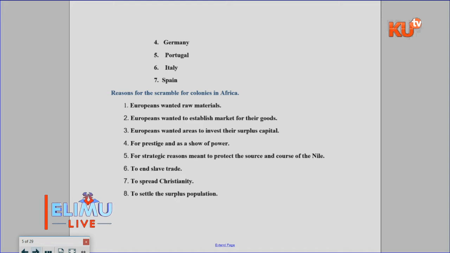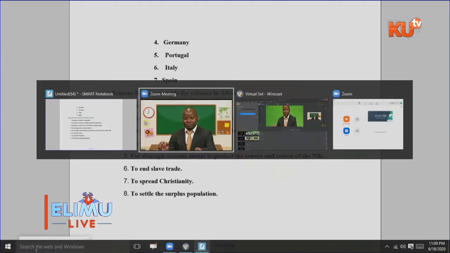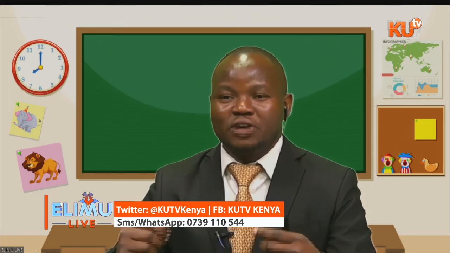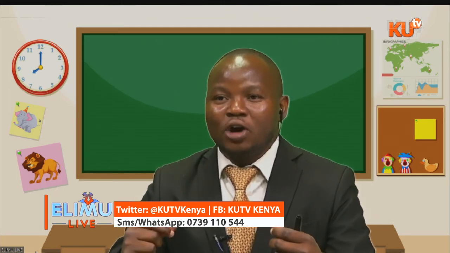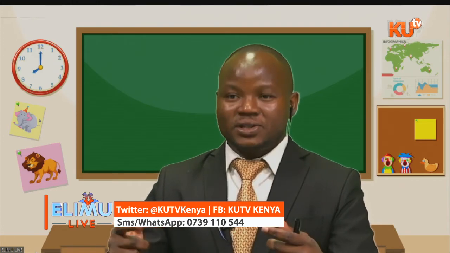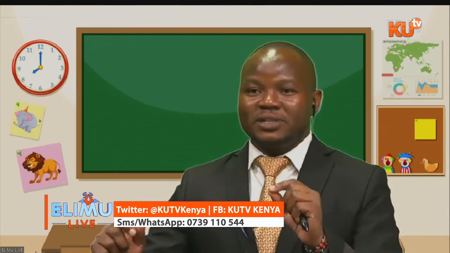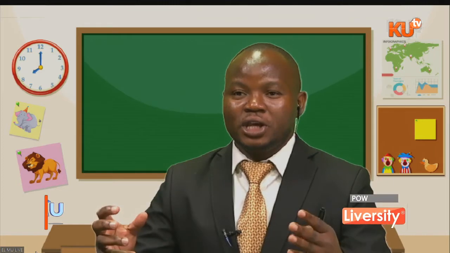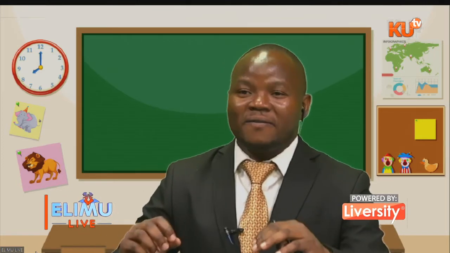Then, the reason for the scramble for colonies in Africa. I earlier said that African countries mostly attracted the European nations mainly because of one reason. That one reason is that the European nations wanted to acquire raw materials for their industries. That is one of the main reasons why most of the European nations were attracted to African countries.